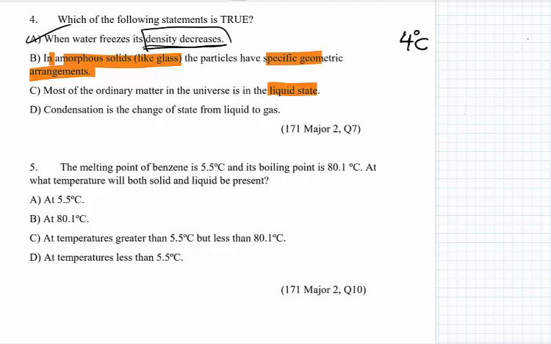Number D, condensation is a change of state from liquid to gas. No, condensation is a change from gas into liquid, while vaporization is the change from liquid into gas.